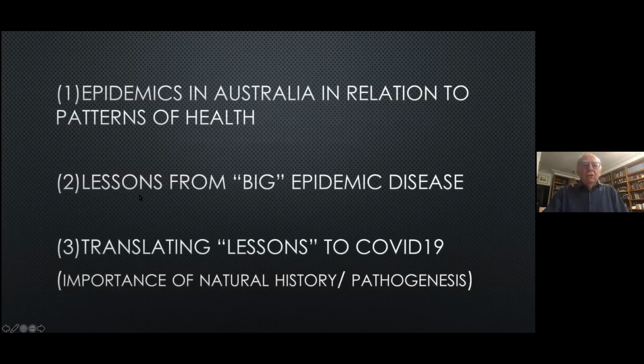Tonight, I'm going to talk about three things. Firstly, I'm going to talk about epidemics in Australia in relation to the patterns of health as a background to better understand what's happening today. Secondly, I'm going to focus on the big epidemic diseases that affected Australia. And finally, I want to take those lessons and put them together with some very modern science so we can better understand some of the big questions that we need to ask with respect to COVID-19.